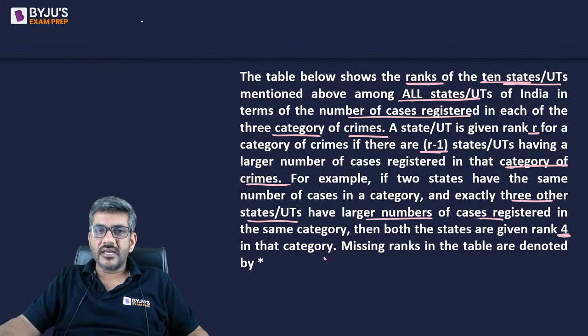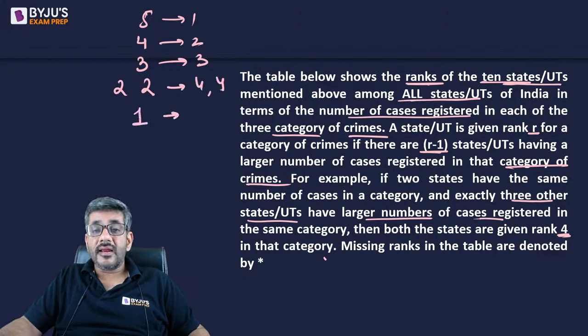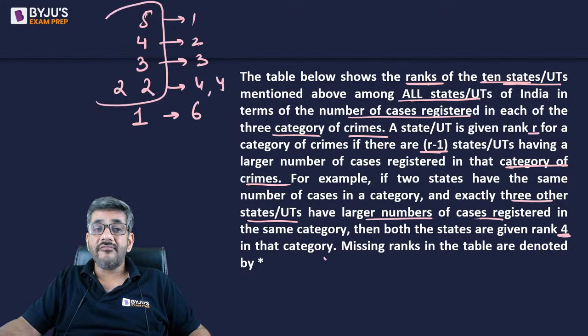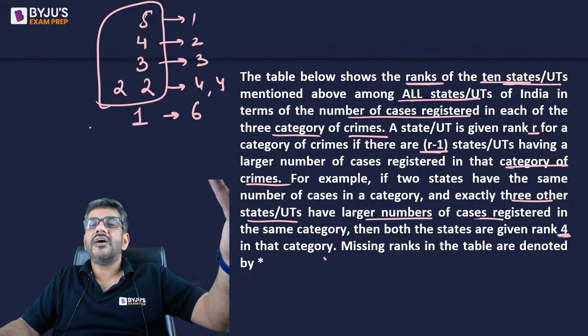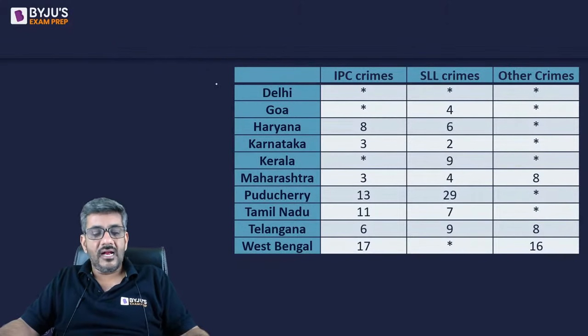Let's say the top one is having 5 crimes, next is having 4 crimes, next is having 3 crimes. So it is rank 1, rank 2, rank 3. Now the next two both have 2 crimes each, so they both would be ranked 4. But the next one having 1 crime would be ranked 6, because there are 5 states above it. This is what it is saying, and these are the ranks given to us.